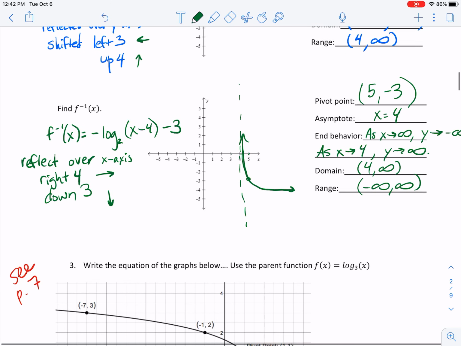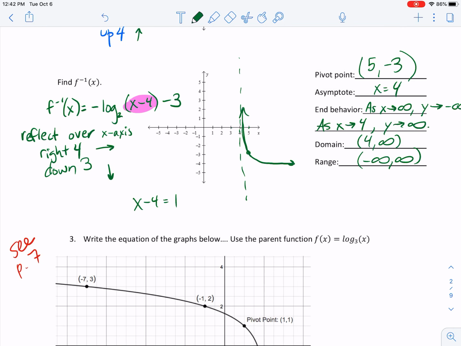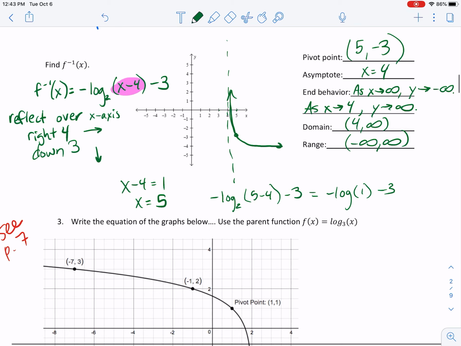Okay, once again, if we want to find the pivot point without just counting on that graph, we want this part right here to equal 1. So if I can say x minus 4 equals 1, I know that that's when x is equal to 5. So what I'm really looking for is what happens when I plug in 5: negative log base 2 of 5 minus 4, minus 3 would be equal to negative log of 1, minus 3. We know that log of 1 is equal to 0. This is 0 minus 3, and 0 minus 3 is negative 3, and that's where we got this value right here.